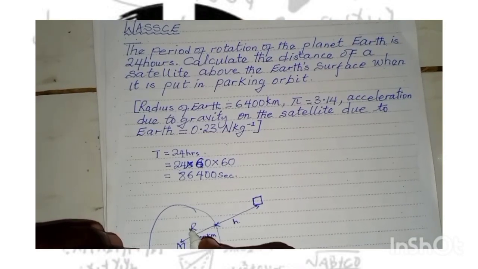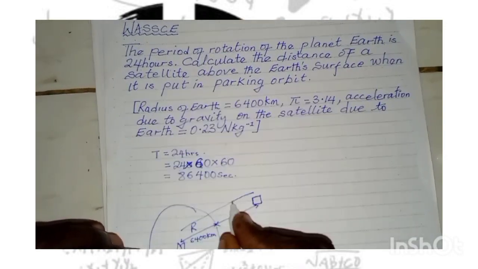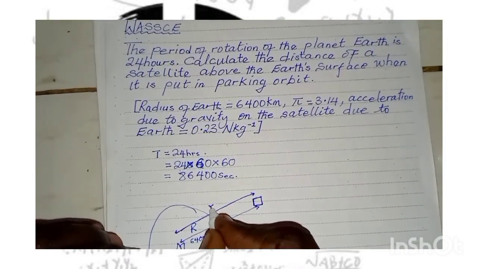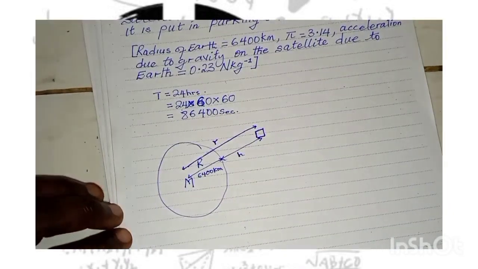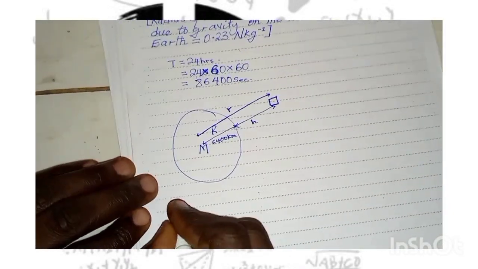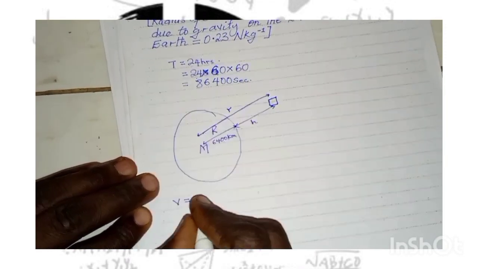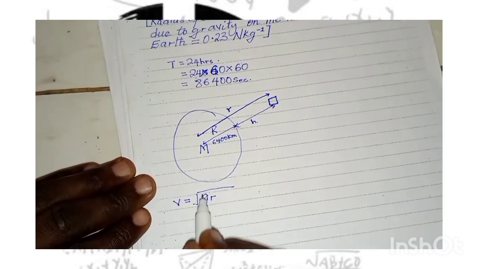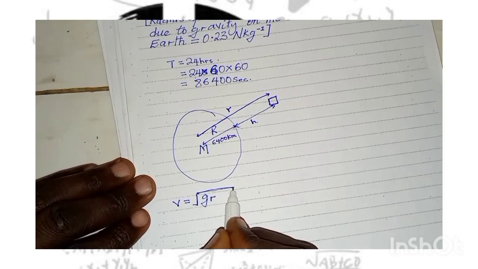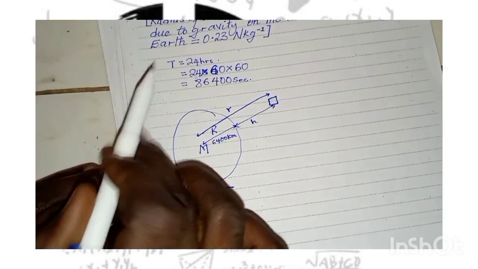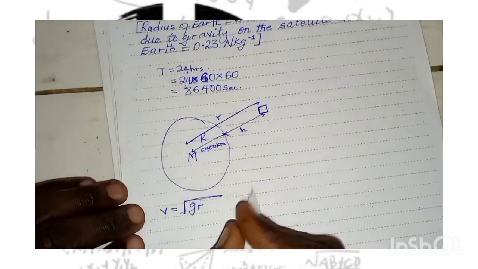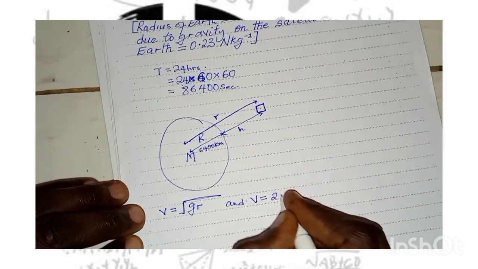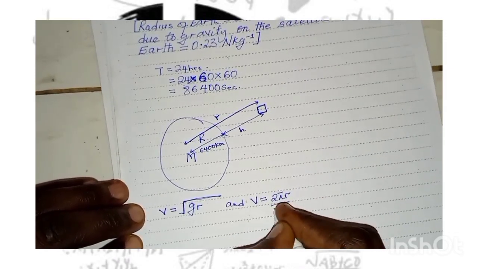We call it h. But what we are first going to do is find the distance from the center of the planet Earth to the satellite. We call that little r. Then when we know that, we subtract big R from it. Now, from our previous session, we said that the velocity of a satellite is given as the square root of g multiplied by r, where r is the distance from the center of the planet to the satellite. But since the satellite is on its parking orbit, we can also say the velocity equals 2 pi r all over T.